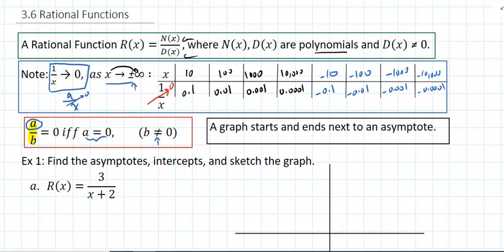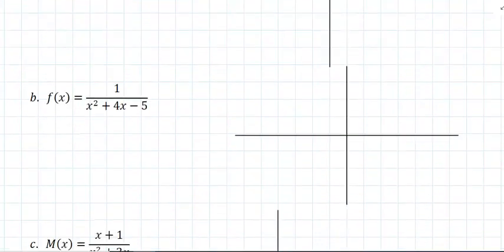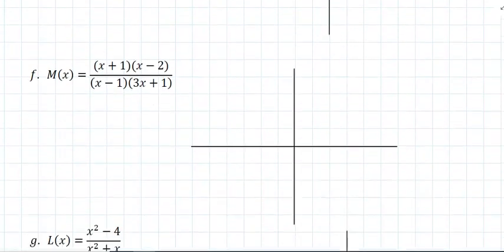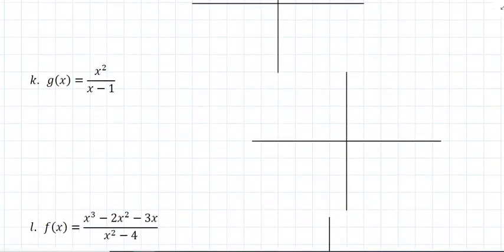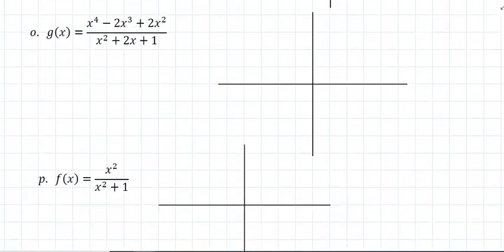And the key to this entire section is that a rational graph starts and ends. So it starts next to an asymptote and it terminates next to an asymptote. If you keep that in mind, a graph must cross through its intercepts. It must. Then you're pretty much set. So there's only one example, but as you see, we're doing tons of examples. We want to really hammer this down.